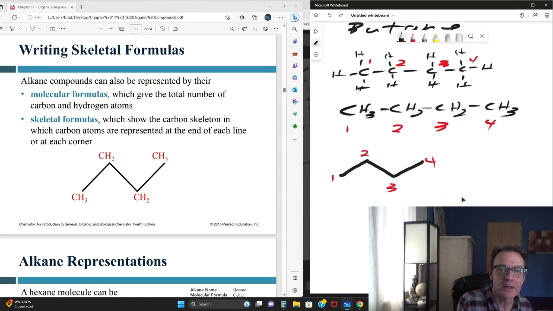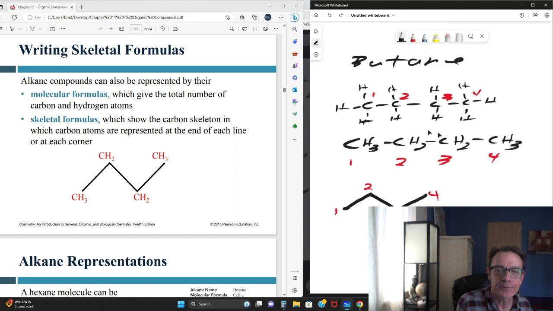Okay, so expanded, condensed, and skeletal versions of the same molecule, butane.